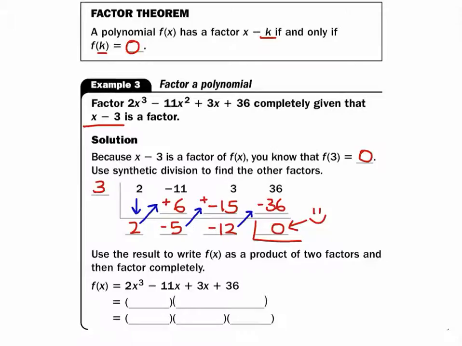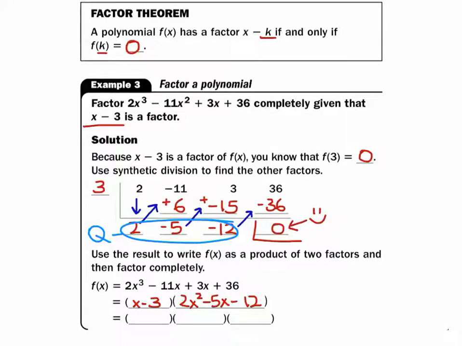So, if you're trying to factor the polynomial on the bottom, we know that x minus 3 is a factor. And from the quotient part of the answer, remember I was calling this the quotient part of the answer before, we know what the other part of the factor is. The other part of the factor is 2x squared minus 5x minus 12. So, all we have left to do is factor this quadratic.